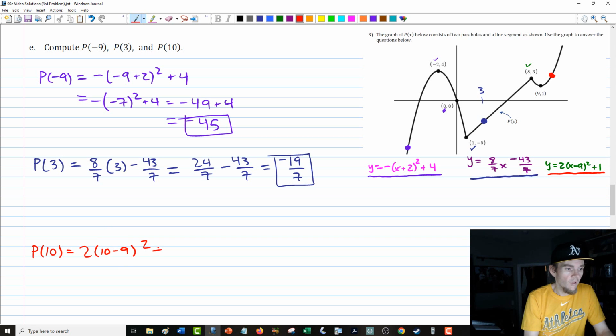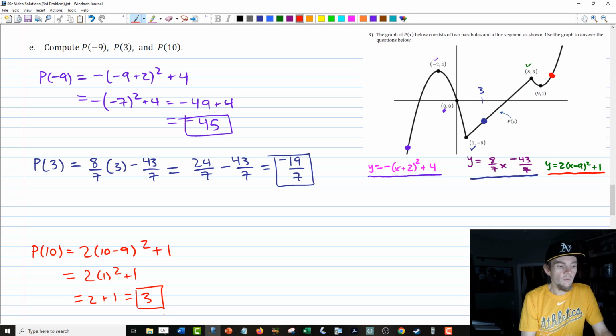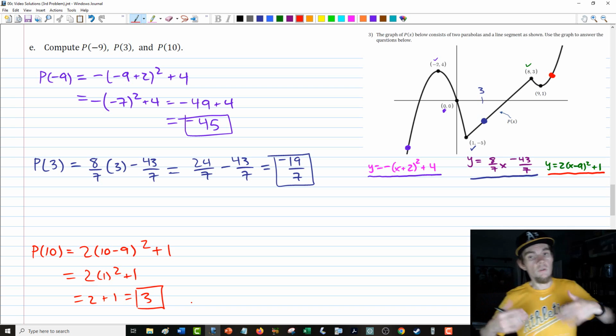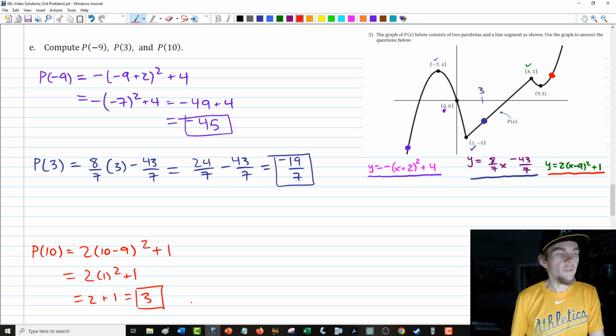10 minus 9 squared plus 1. Looking at our ingredients here, we're going to have 2 times 1 squared plus 1. That's 2 plus 1, which is 3. So the y-coordinate at x equals 10 is 3. So cool stuff. We've got what we needed, and we were again using those equations that we invested some time in earlier in the problem set.